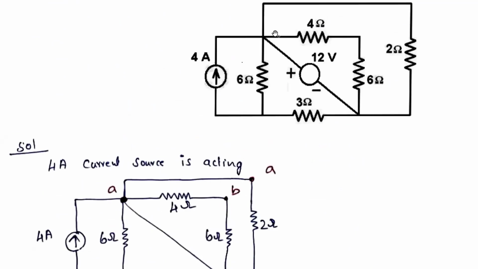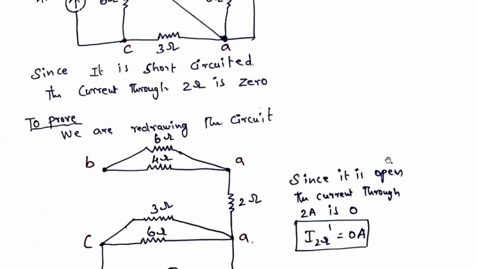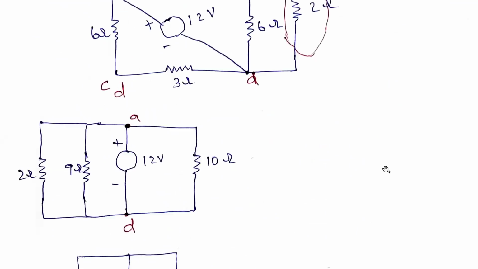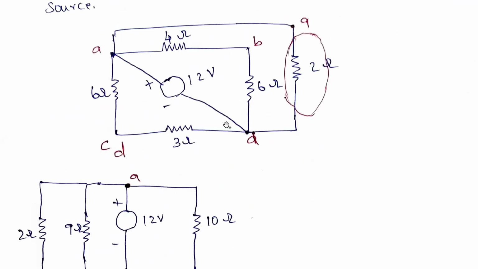So I am again redrawing this circuit like this. Again redrawing the circuit like this, that is 12 volts is acting here, and this 4 amperes is open, and again I'm redrawing the circuit. Now what I'm doing is I'm marking this point as A, this point is A.